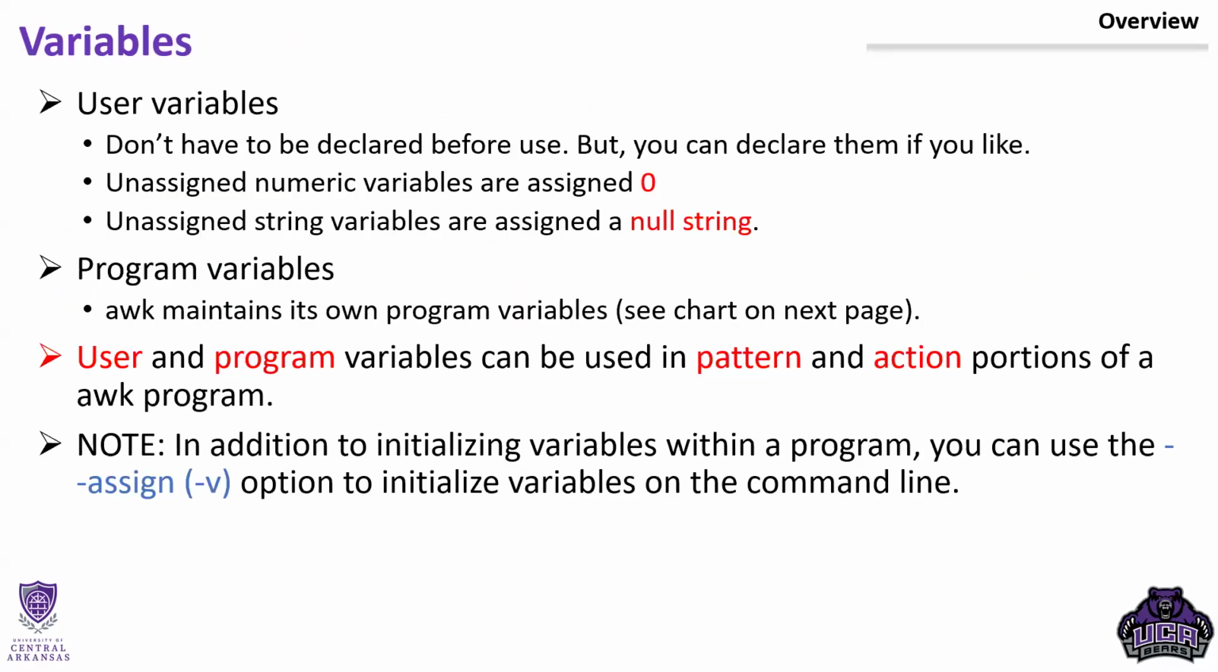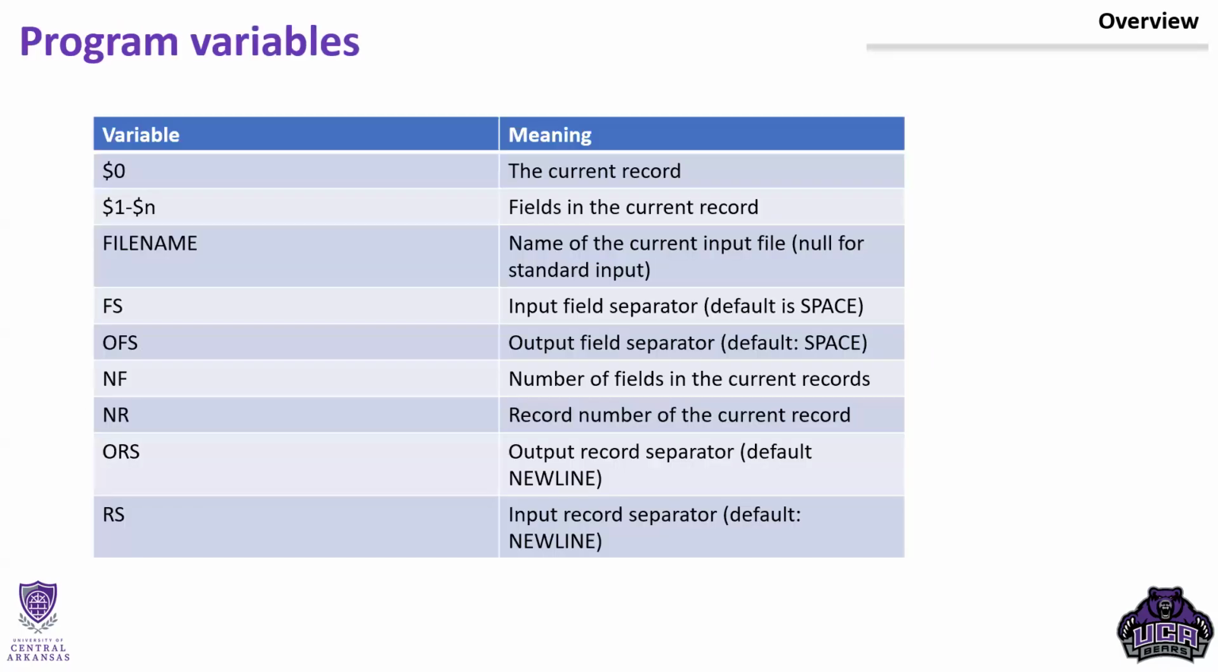All right, when it comes to variables, you can declare those before, or you can use them on the fly. You know that I like to go ahead and declare all my variables at the top, so I know everything that's being tracked within the code. I think that's better, but it's not required. And of course, if you don't assign it, if it's a number, it's 0. If it's a string, then it's a null string there. Of course, we have user and program variables. We'll cover those program variables on the next slide. They can be used within that pattern and action. So kind of the normal stuff.